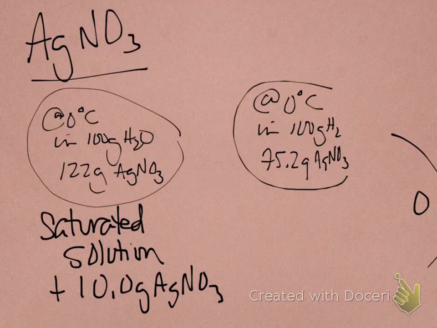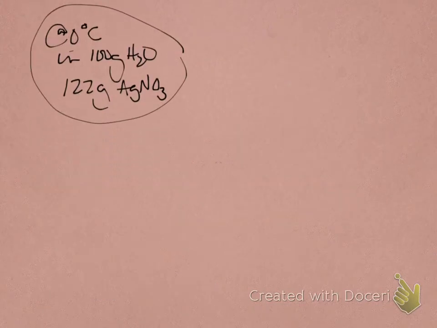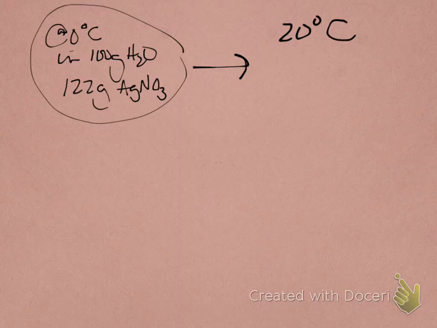There will be chunks. Now, most commonly, to create a supersaturated solution, I need to take this solution and heat it up. Let's say I heat it up to 20 degrees Celsius. At that point, is it saturated anymore? No, at 20 it's no longer saturated. It's now an unsaturated solution.